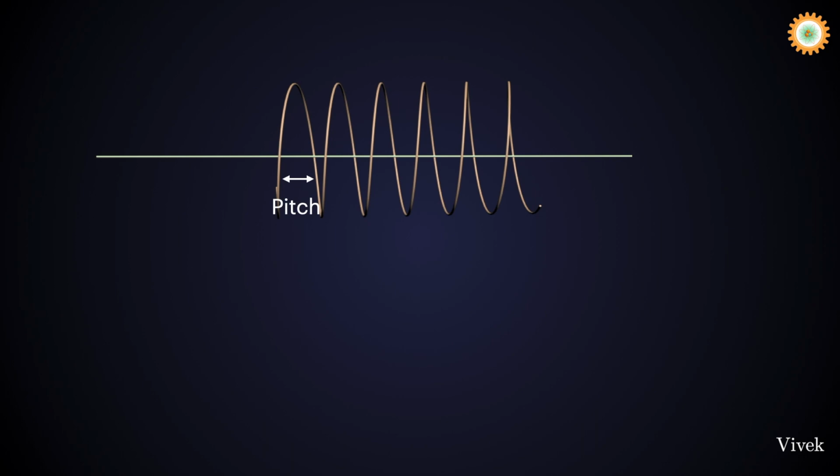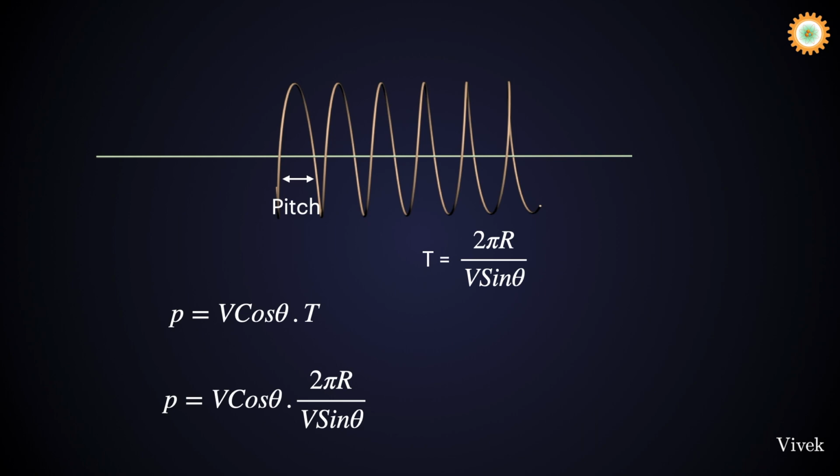In case of helical motion, there is an important parameter called the pitch of the helix, which is the distance between two consecutive circles. It is given by velocity into time. Here velocity is the parallel velocity component, which is v cos theta, and time t is 2 pi r by v sin theta, which is the time taken by the charge to complete one circular motion. Therefore, P is equal to v cos theta into 2 pi r by v sin theta.